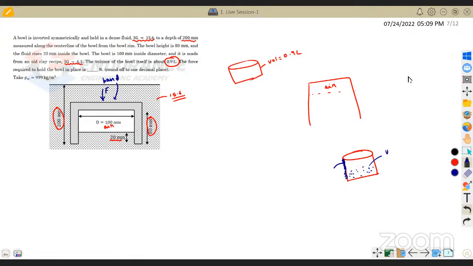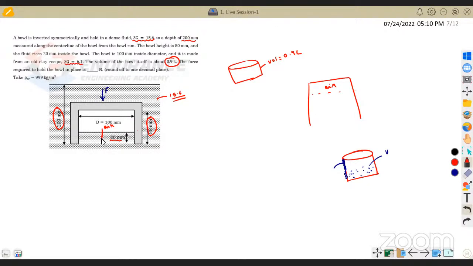That is what I need to find out. So first of all, we need to understand what are all the different forces which are acting in this. First one is the force I need to apply. This is the force. Other than that, there is going to be a buoyancy force, right?